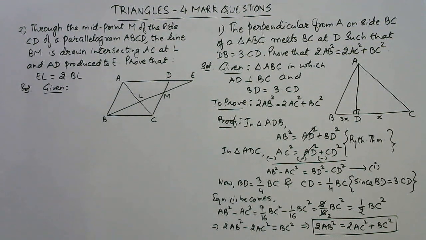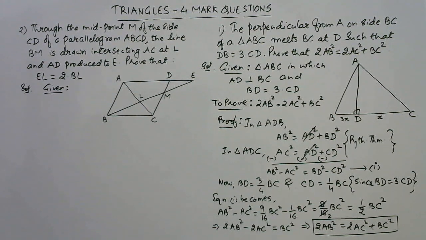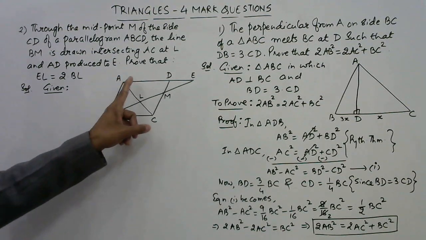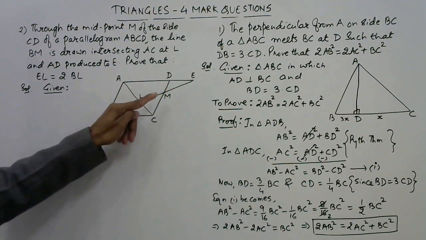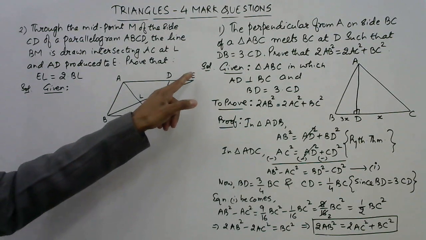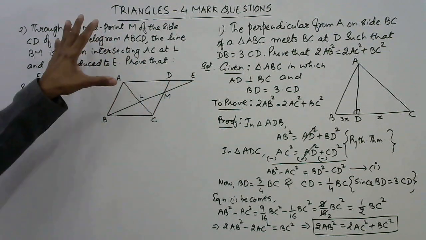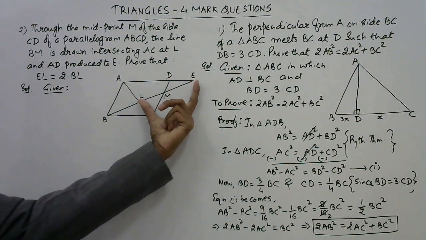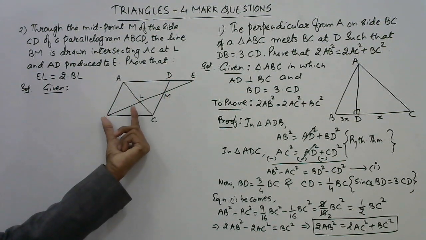In the second question, we have a parallelogram ABCD, and in this parallelogram ABCD, we have drawn a line BM. As you can see here, that line BM is intersecting the diagonal AC at L, and if you produce AD, this BM produced is meeting AD produced at E. Now this is written in the question, and we have to prove that this part EL is double of BL.